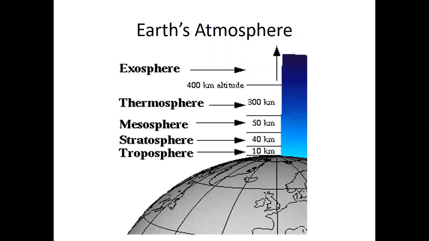So before we learn about the ozone problem, let's look at the Earth's atmosphere. The Earth's atmosphere consists of many gases, and around 78% of the atmospheric gas is nitrogen. Then 21% is oxygen. Then argon, neon, carbon dioxide, and water vapor are also available in the atmosphere.